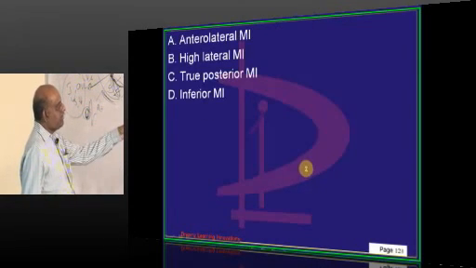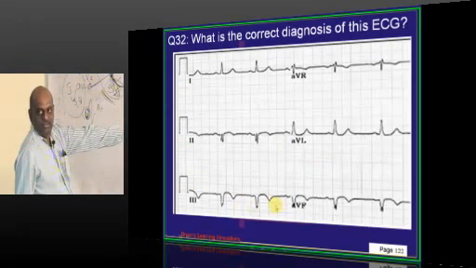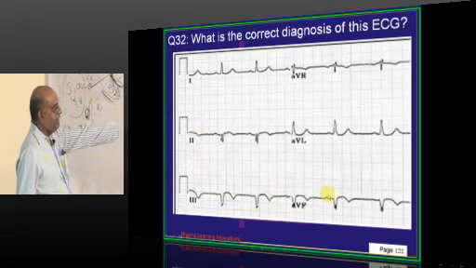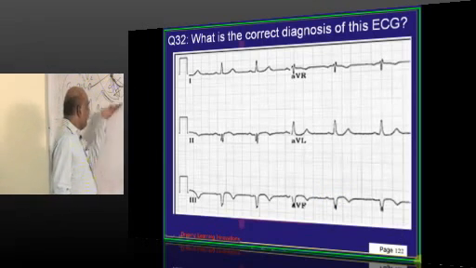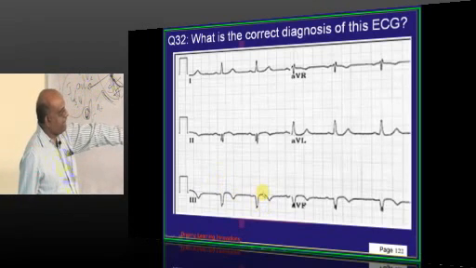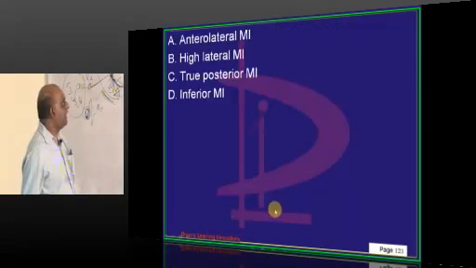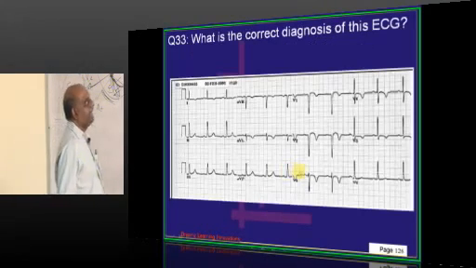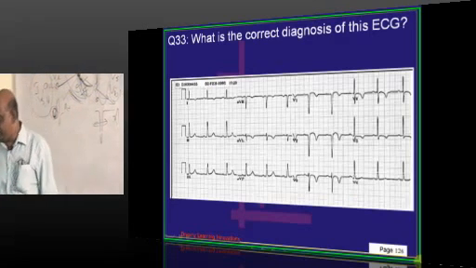So it is basically a case of, if you look at the 2, 3, AVF. What are 2, 3, AVF looking at? Down, the inferior wall, they are looking. So here you are having ST segment elevation only in 2, 3, AVF. So that is the reason it is a case of inferior wall MI. Now what is the correct diagnosis of this condition, doctor?